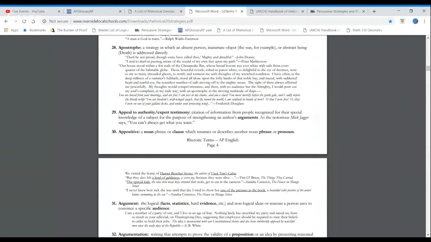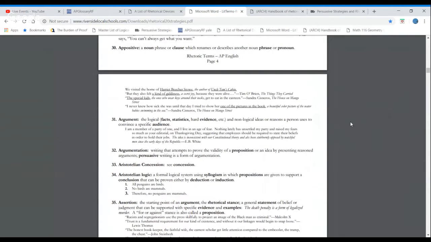This uses citation of information from people recognized for their special knowledge of a subject for the purpose of strengthening their arguments. That's all they use it for. It's a logical fallacy. They only use it to strengthen their argument. So people coming across it think, yeah, well, he is an expert in that, so he must know what he's on about. It doesn't mean that. They use it so people will think that, and then they'll stop looking.